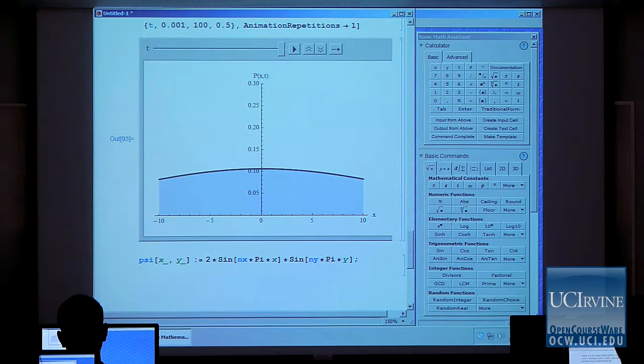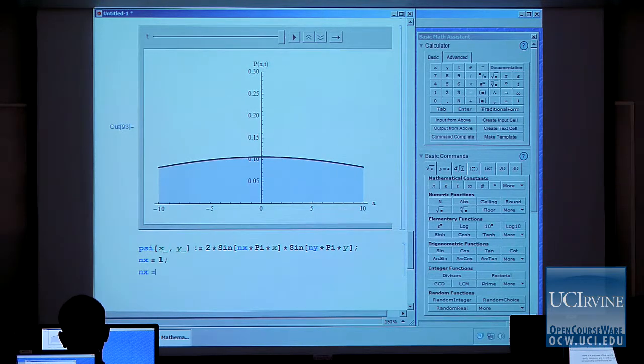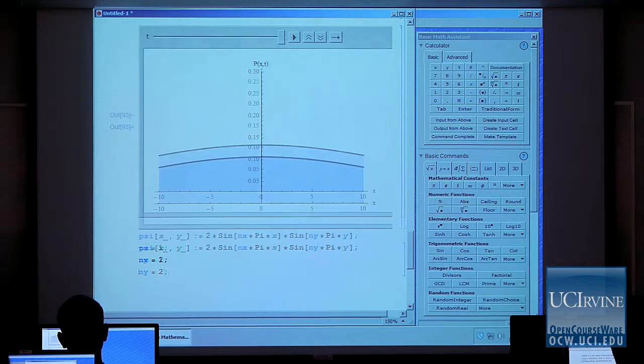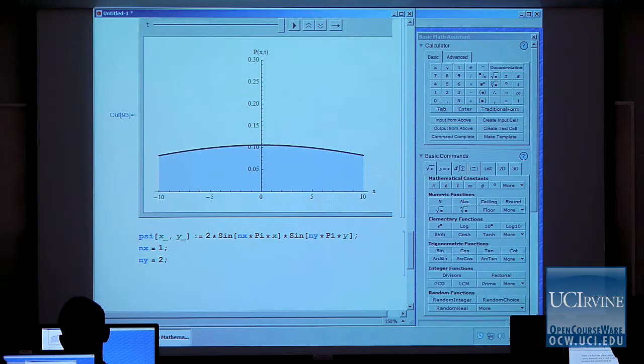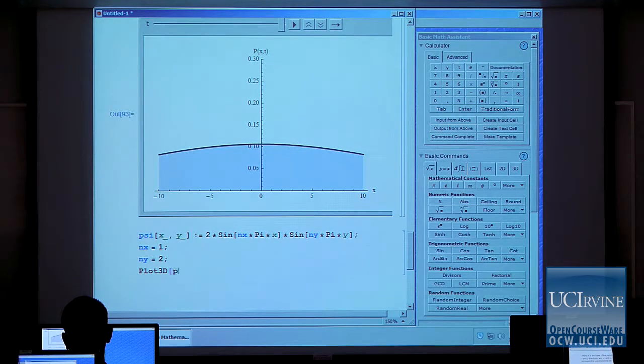And now we'll look at the ground state first. So I'll say nx equals 1, and ny equals 2. Now the command for making a 3D plot is called Plot3D. So we say Plot3D of psi of x and y, and then we just have to say the ranges that we want. Since I set L equal to 1, x goes from 0 to 1, and y goes from 0 to 1.